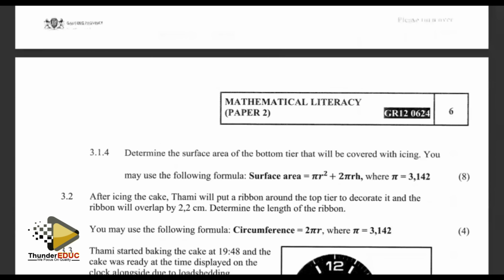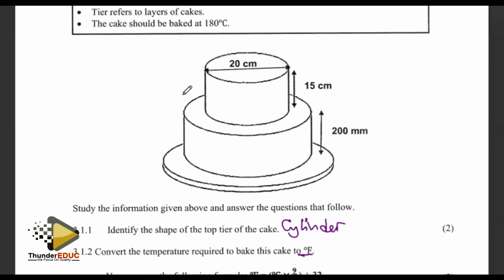All right, let's look at that. They are telling us to look at the surface area of the bottom tier, which is the bottom layer, that will be covered by icing. We go back to that. The formula says pi r squared plus... Now, surface area simply means it will be this space here, because this is space that's going to be covered by icing. And also the side part here.